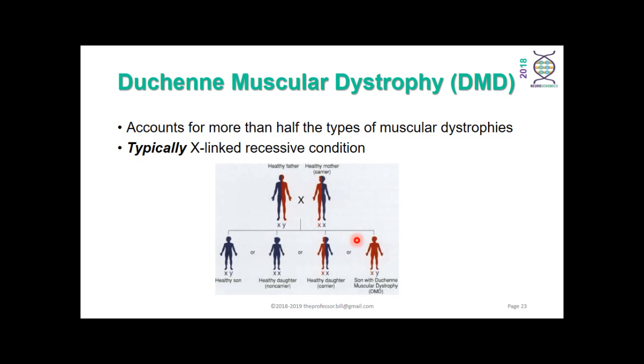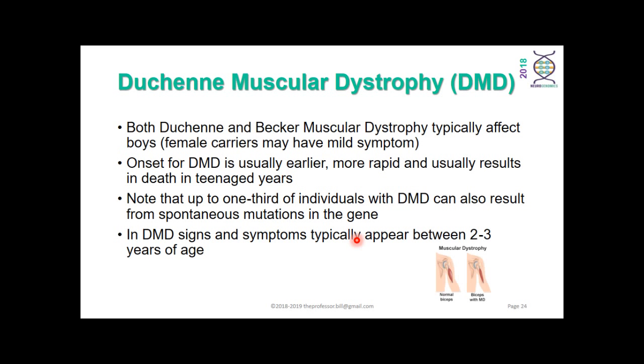They may look normal when they're born. They may have all of the normal developmental milestones, but then they might start actually regressing as they get a little bit older. So again, both Duchenne's and Becker's muscular dystrophy are affecting boys. Female carriers, because the X chromosome is affected, may have milder symptoms or sometimes no symptoms at all.